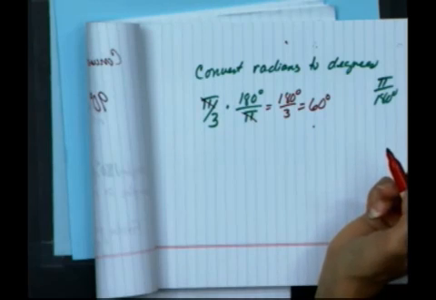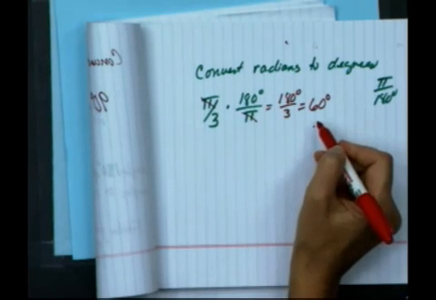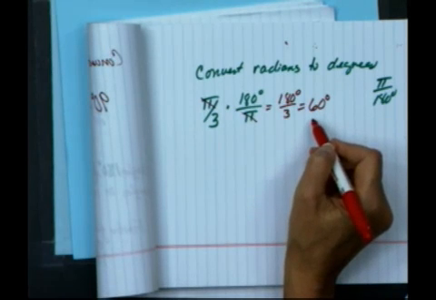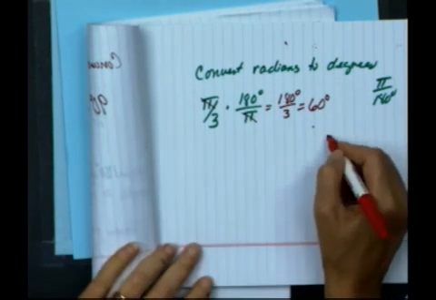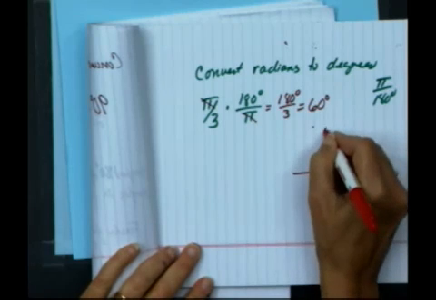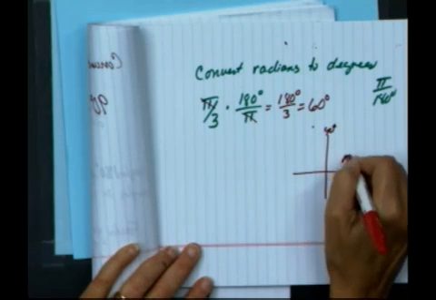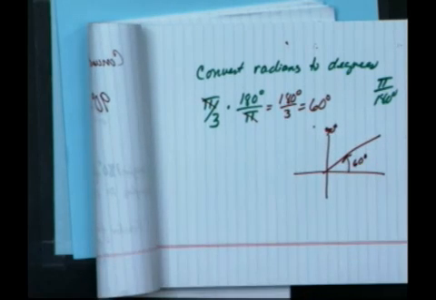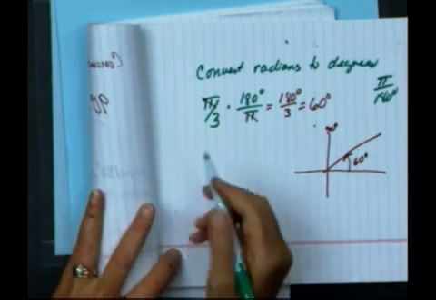or 60 degrees. Which quadrant is the terminal side of this angle in? Angle in standard position, which quadrant is it in? Quadrant 1. 60 degrees. This is 90. For 60, the terminal side would have to be here. 60 degrees.